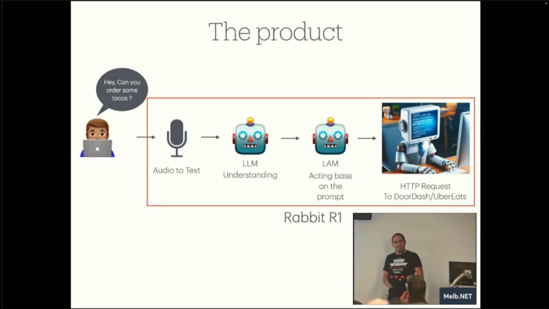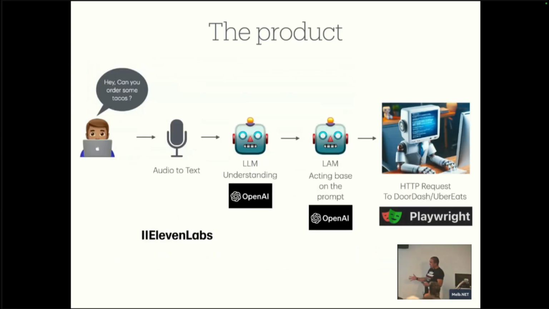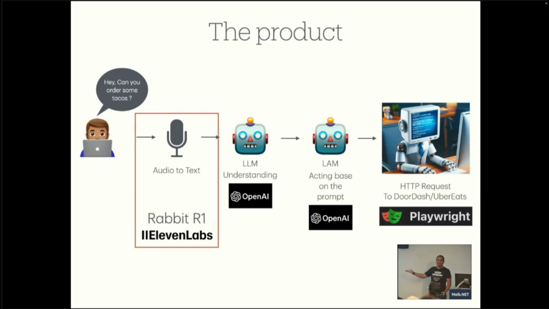And I thought everything was happening in the R1, because that is what they say. But when people looked into the product, they figured out that no, that is not what's happening. What they're basically doing is using a lot of APIs. They use ElevenLabs for the audio to text, then OpenAI for the understanding, and the prompting is also OpenAI, and to do the access they use Playwright. Basically, the only thing that happens in the Rabbit R1 is the recording of the audio.